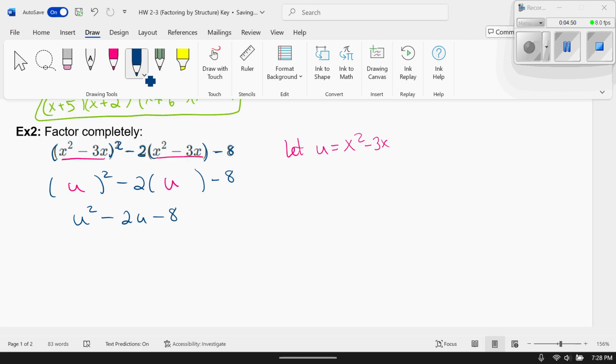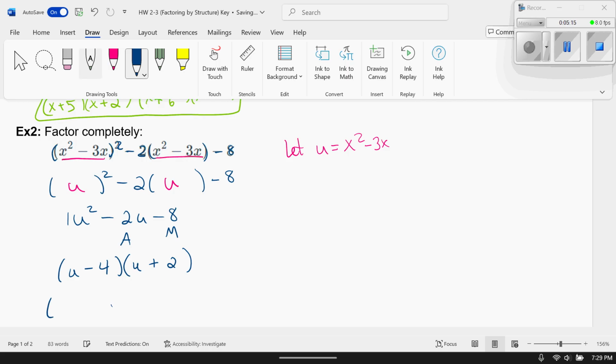We have a trinomial with a leading coefficient of 1. That's the AM method. So your two numbers that multiply to negative 8 and add to negative 2 are negative 4 and 2. And double check your work. Negative 4 times 2 is negative 8. Negative 4 plus 2 is negative 2.